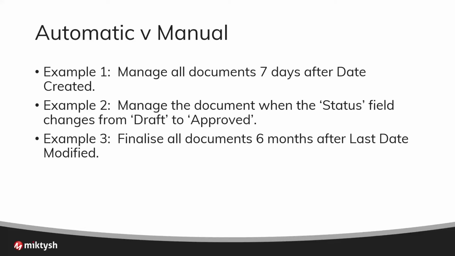Another example is, as I mentioned before, changing the status field from draft to final or approved. That can also trigger a document to be managed with Content Manager. You might like to finalize all your documents 6 months after they were last modified, so you can have them managed straight away. Users are working on them, collaborating on their documents, and once the document hasn't been used for 6 months, you might find the Finalize will actually kick in and make your documents final.